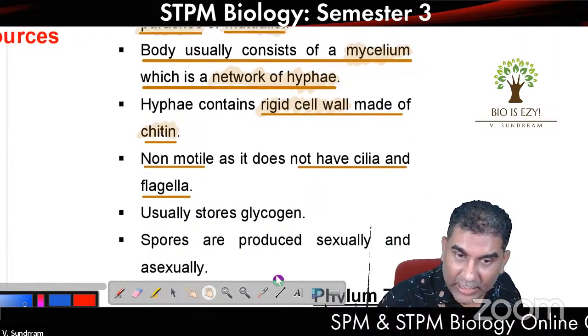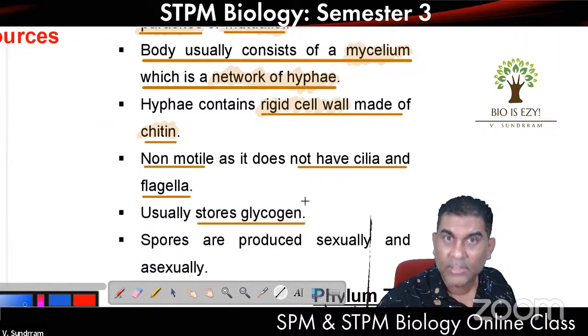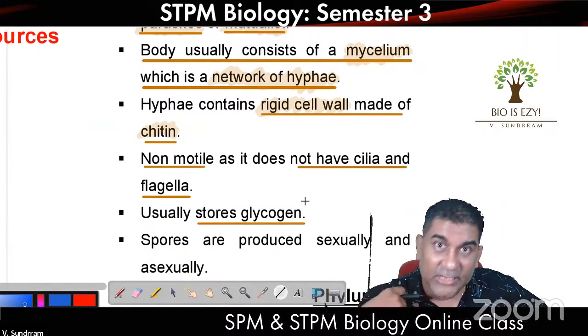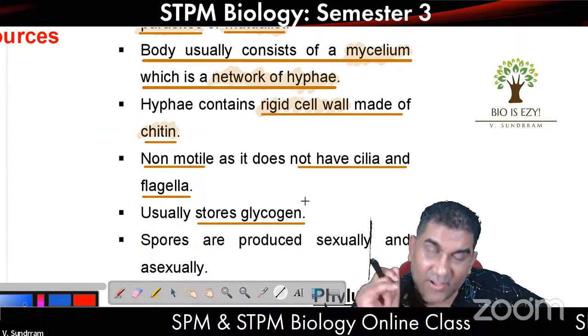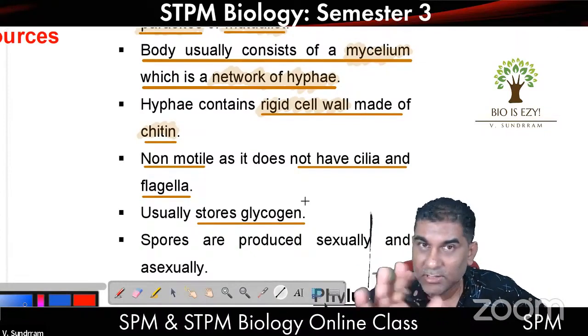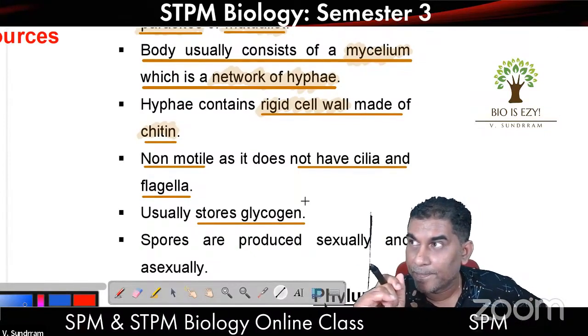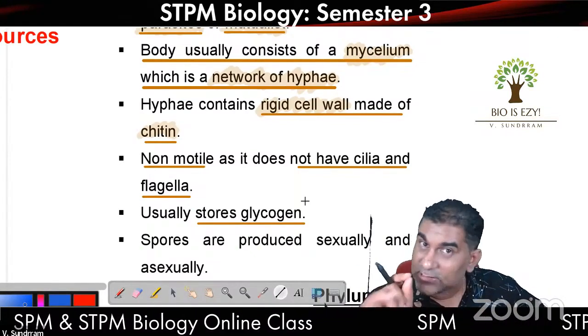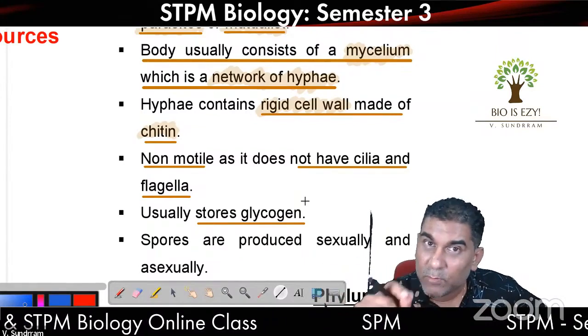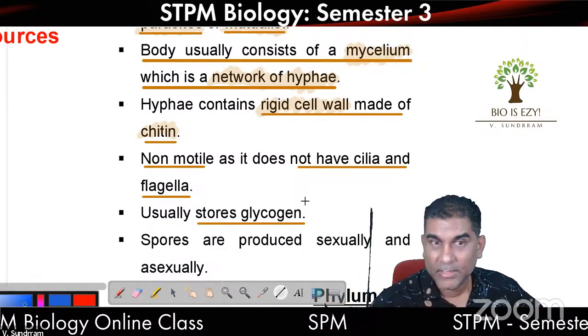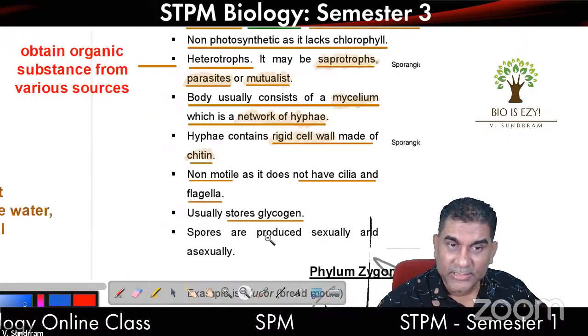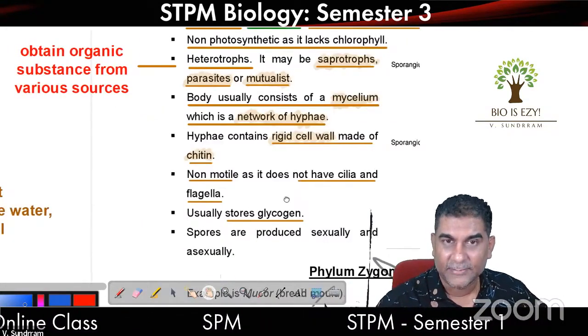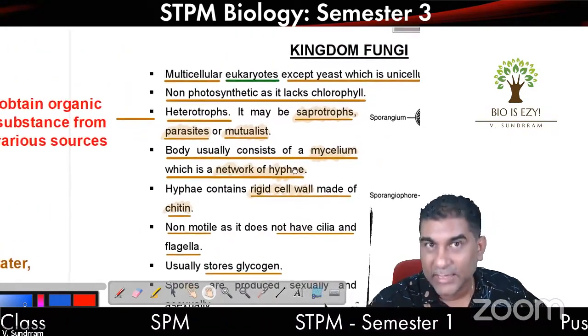They store glycogen. Storing glycogen is an animal cell characteristic, but fungi also store glycogen. They don't store starch. The cell wall doesn't have cellulose. The cell wall has chitin. This is kingdom fungi.